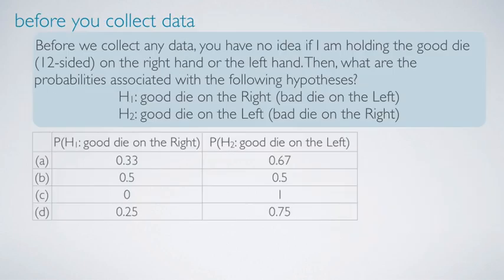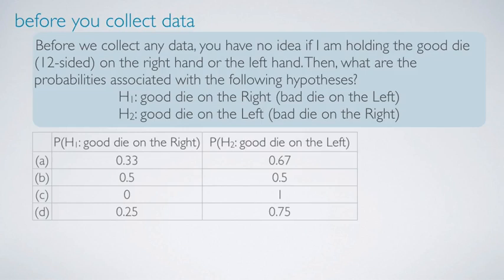Before we collect any data, you have no idea if I'm holding the good die, the 12-sided die, in the right hand or the left hand. Then, what are the probabilities associated with the following hypotheses? The first hypothesis is that the good die is on the right, and the second hypothesis is that the good die is on the left.